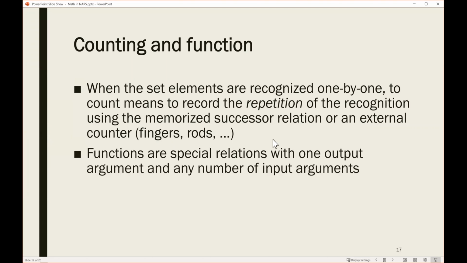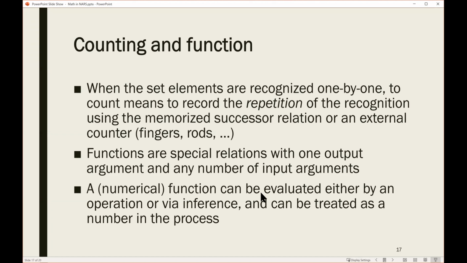Then a more complicated situation: we also recently discussed how to handle functions. A function in NARS is a special relation. Compared to other relations, the difference is that among all the arguments, you take one as the output or dependent variable, and the others as input or independent variables. You decide the value of the dependent variable according to the value of the independent variables, and you force the mapping into a many-to-one mapping. If there are multiple candidates, you need to use the choice rule or some rule to decide which one is the result of this function calculation.